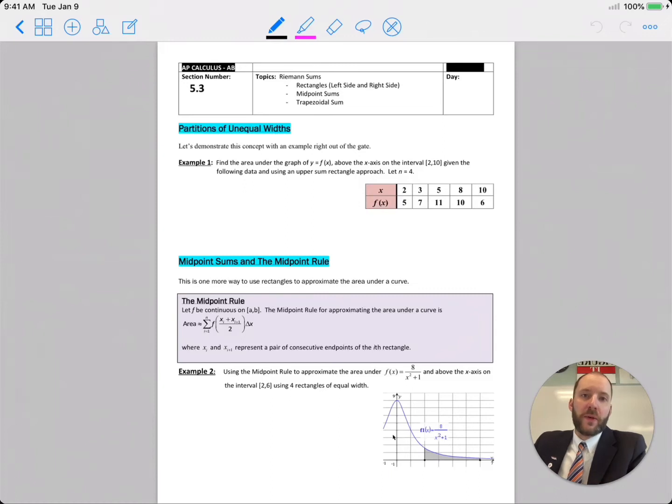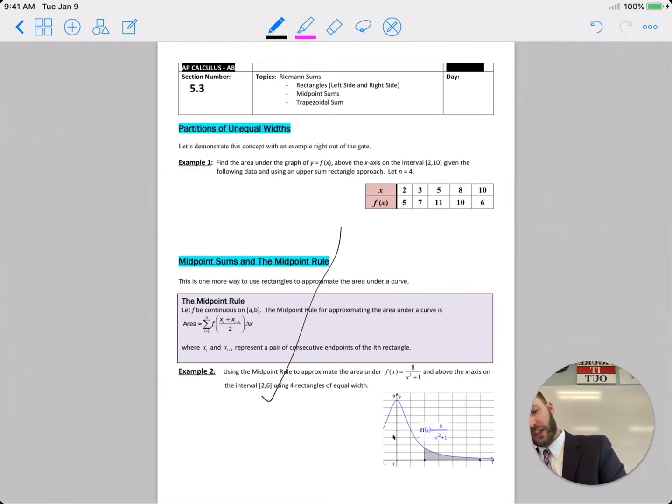Hey, the topic we're looking at today is Riemann sums. This corresponds to section 5.3 in the textbook. Riemann sums are kind of the formal way to talk about approximating area under the curve. We looked at the right and left hand rectangles last section. Drawing more and more of them gives you a better approximation. Riemann sums are the formal way to talk about area under curve approximations using rectangles.